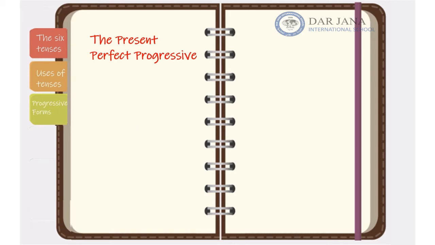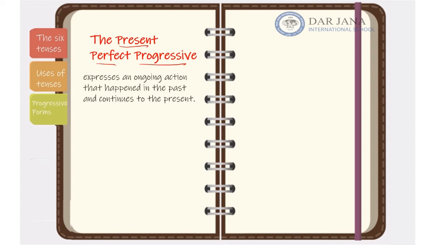They are the present perfect progressive. If you recall the present perfect, now it's the same thing as present perfect, but now again we focus on the continuity of the action. So it expresses an ongoing action again that happened in the past and continues to the present. So still true in the present. Okay?